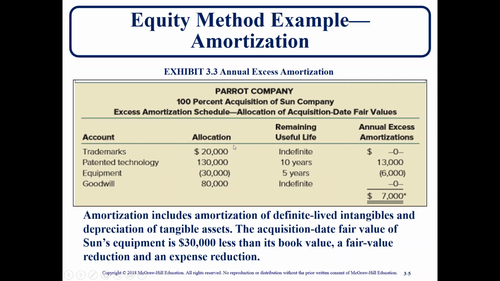So we take our assets, the under and overvalued assets, and we find the useful life. We find that trademarks has an indefinite life. Of course, goodwill has an indefinite life. And so we calculate the amortization or depreciation. Since the equipment was overstated, this depreciation is actually going to reduce the expense. The patented technology was understated, so we're increasing the expense. The equipment was overstated, so we're decreasing the expense, to a net $7,000.